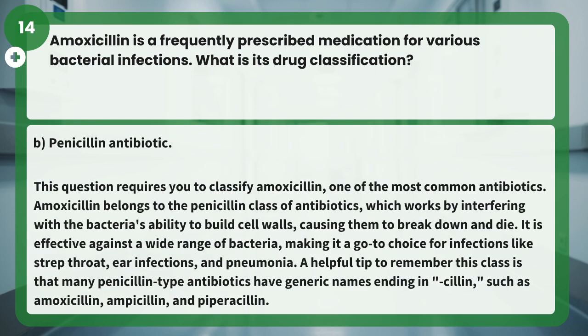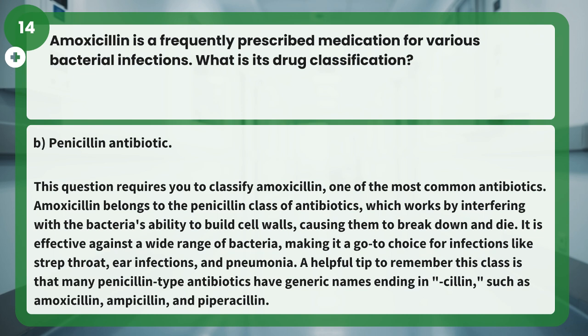Penicillin antibiotic. This question requires you to classify amoxicillin, one of the most common antibiotics. Amoxicillin belongs to the penicillin class of antibiotics, which works by interfering with the bacteria's ability to build cell walls, causing them to break down and die.